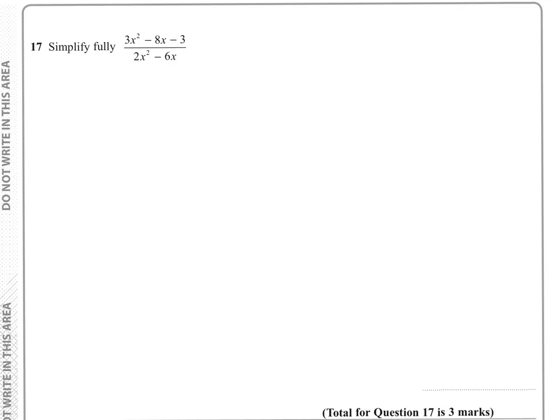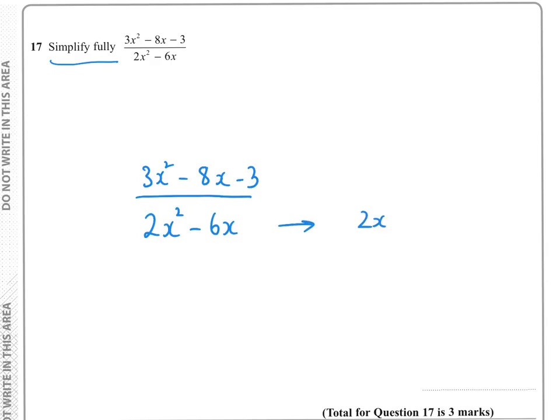Question 17. We want to simplify fully this expression as a fraction. So let's start with the denominator, because that usually gives us a clue as to what we need on the numerator. And if we look at the denominator here, we can make it 2x as a common factor, and then we have x minus 3 here. And this x minus 3 is a good clue as to what we need to make happen on the numerator. So it's not always the case, but let's just go for it and see.